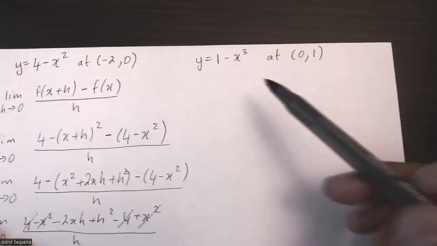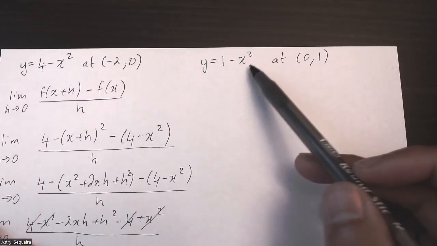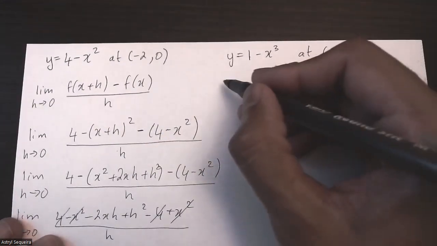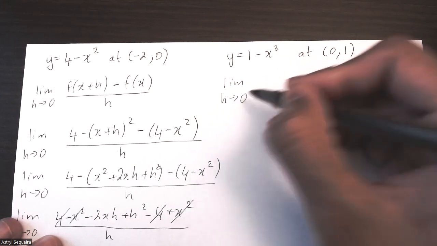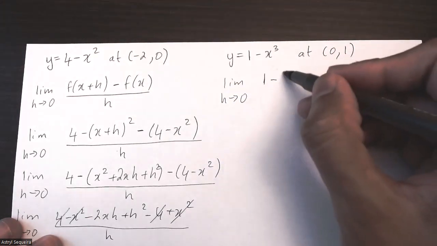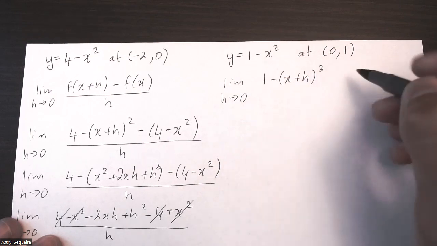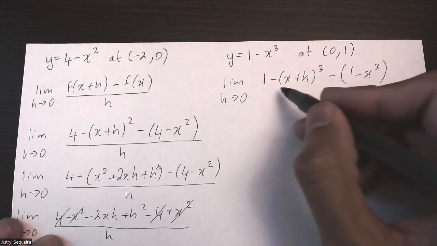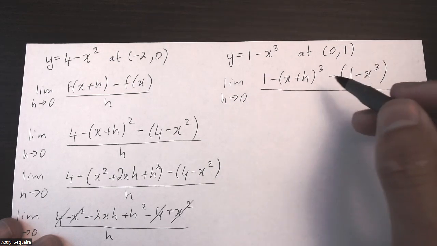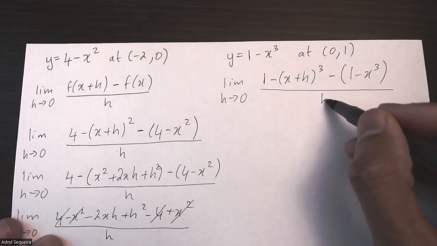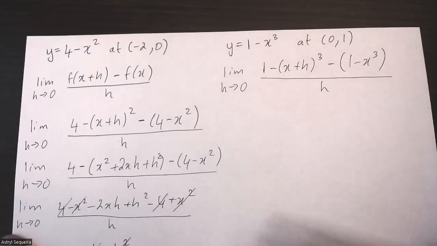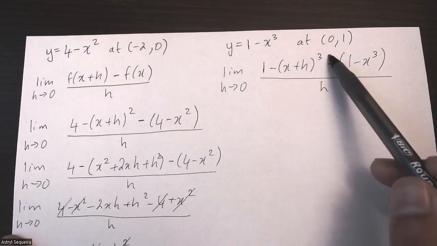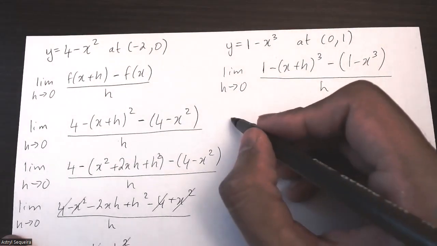Let's take a look at the second example. This is a cubic one, so it's going to be a bit more difficult, a lot more simplification. Let's start by subbing it in this equation over here. So lim h approaches 0, (1 minus (x plus h) cubed minus (1 minus x cubed)) divided by h. The rest of the steps are all the same, except instead of foiling out 2 brackets, we're going to foil out 3 brackets over here. So I'll do that really quick.